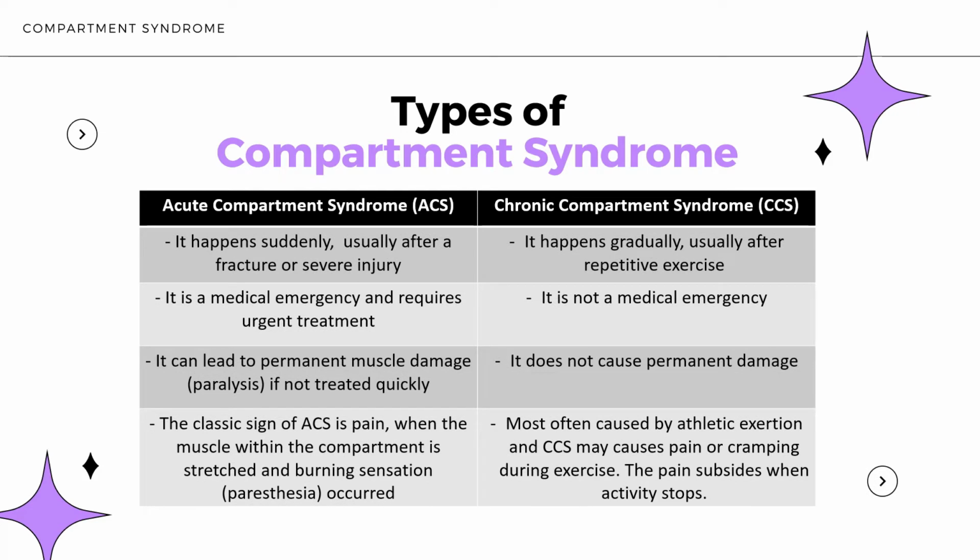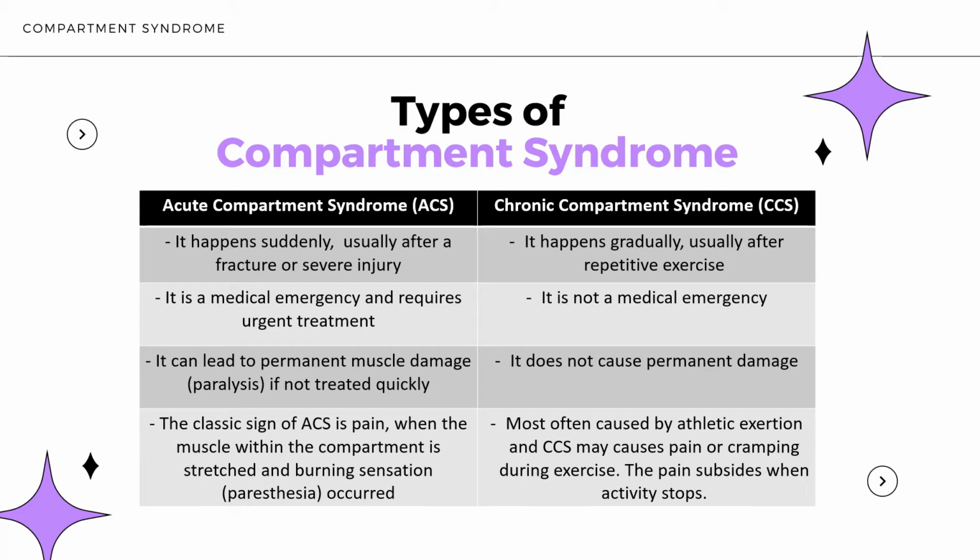First, acute compartment syndrome. It happens usually after a fracture or severe injury. It is a medical emergency and requires urgent treatment. It can lead to permanent muscle damage if not treated quickly. The classic sign of ACS is pain, when the muscle within the compartment is stretched and a burning sensation occurs.